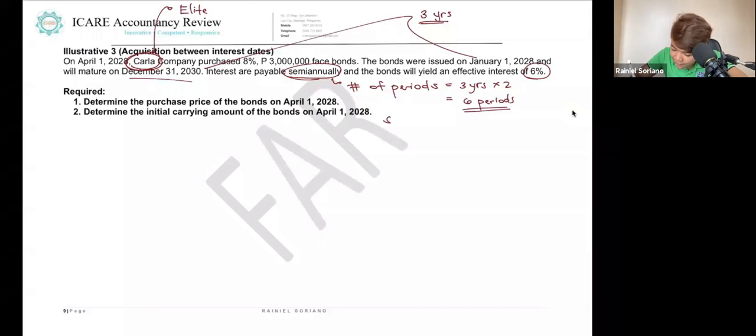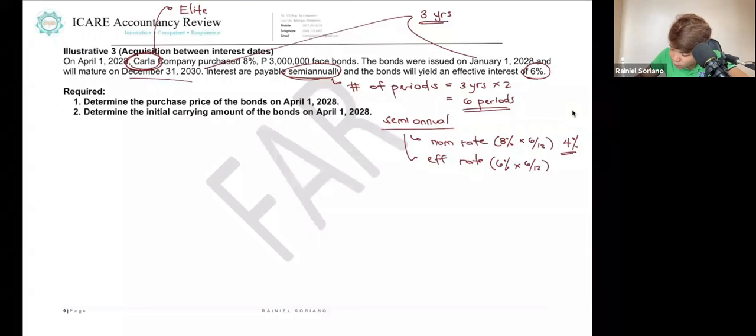Okay? So, here, semi-annual. Nominal rate is ilan? Semi-annual nominal rate is actually equal to 8% divided by 2. Again, 8% times 6 over 12 na yan, or this is equal to 4%. Okay? Semi-annual tayo, so kailangan natin eh. Semi-annual effective rate, on the other hand, will be equal to 6% times 6 over 12, or this is only equal to 3%. So, wag mong kakalimutan yan.